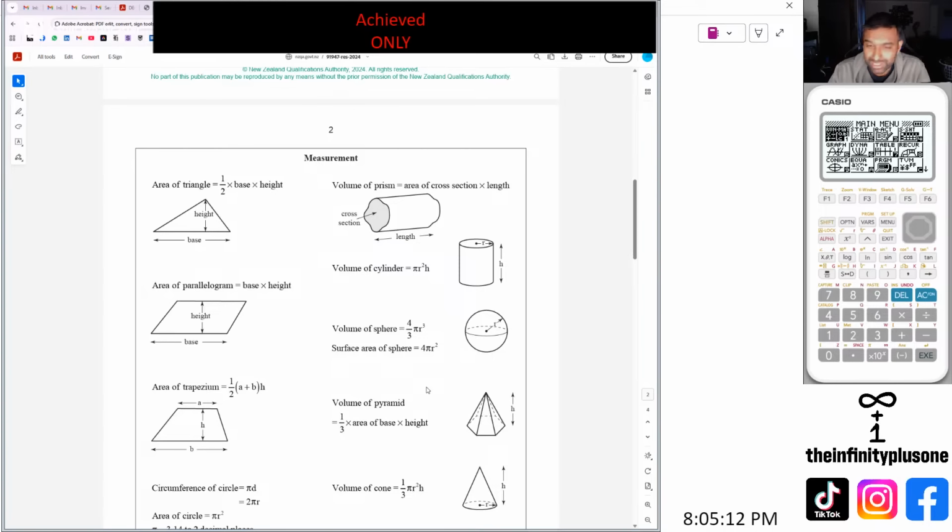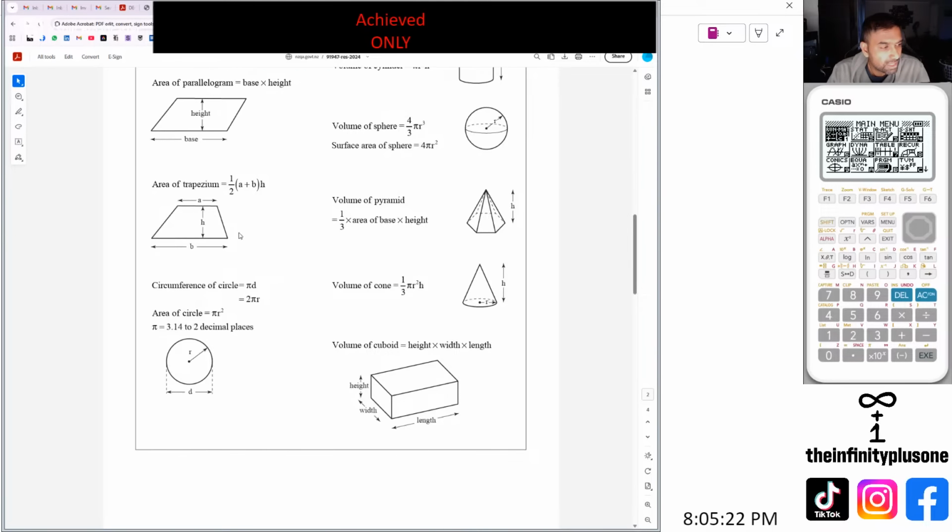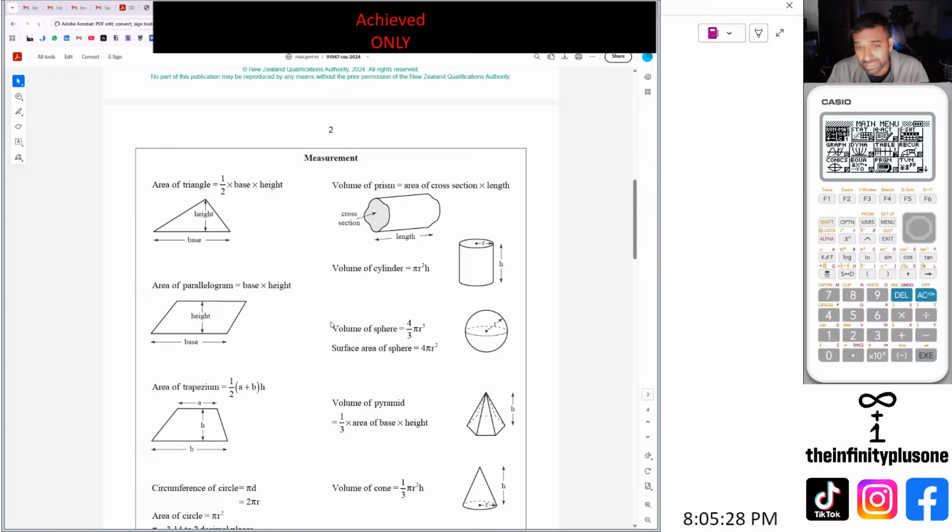Zara, 0% chance of me doing excellence today, because like I said to you guys yesterday, I will only be looking at people trying to get to achieved. And also, the circumference of your circle is given. All of those formulas for the measurement are given.